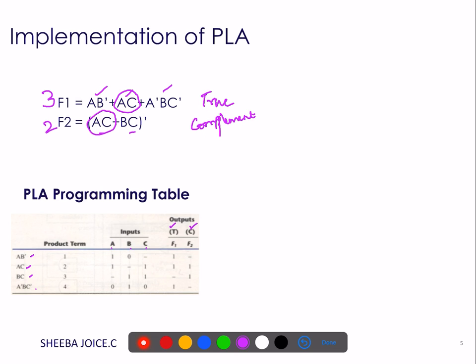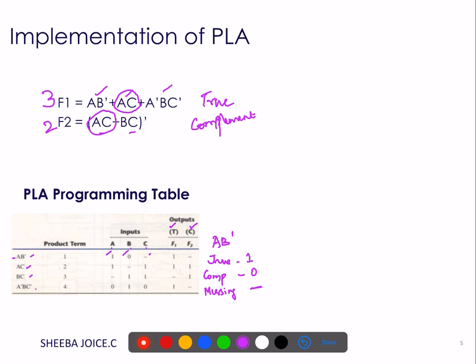How did we obtain this? Let us take the first term AB complement. If the variable is present in the true form, I need to mention it as 1. A is present in the true form, so A takes the value 1. If it is in the complement form, it has to be mentioned as 0, and if the variable is missing, I have to mention it as blank. So for AB complement, A is 1, B complement so B is 0, and C is not at all there in this product term, so C is blank.